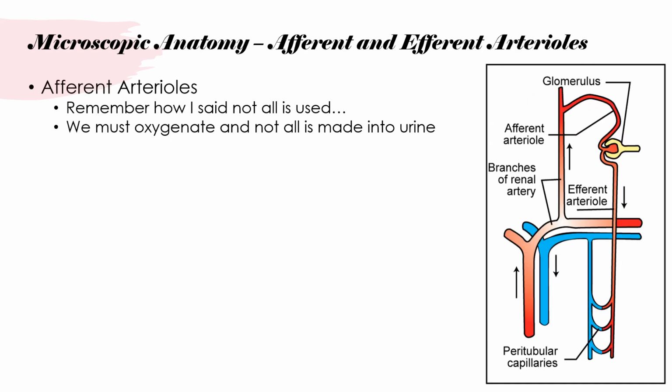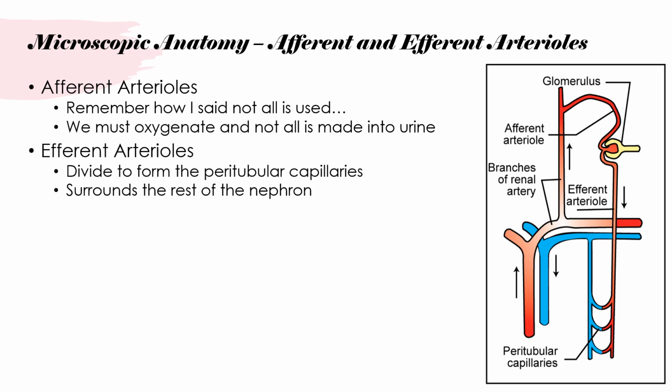All right, we talked about the renal artery and how the blood will go to the afferent arterioles, right? And then we go to the glomerulus and so on and so forth, all the things that we just said. But remember how I said not all of that blood is going to be filtered and used through there? Because we also have to oxygenate the cells and structures of our kidney and our nephrons, right? So where does it go?